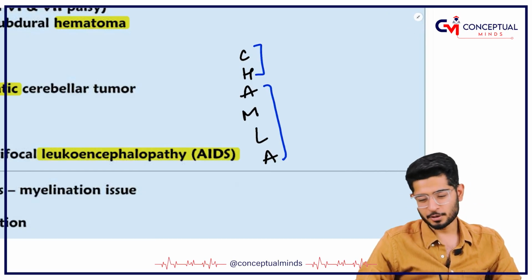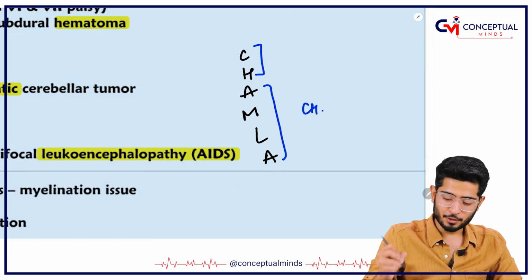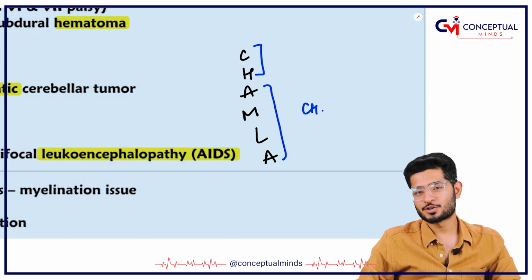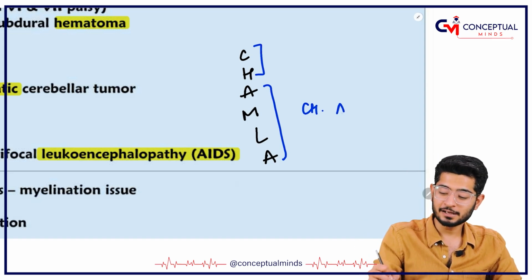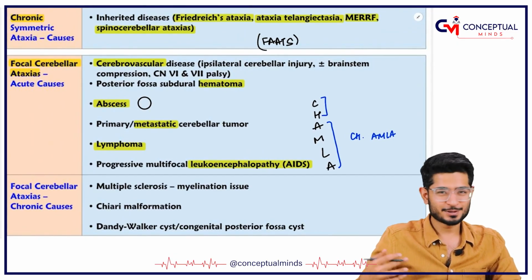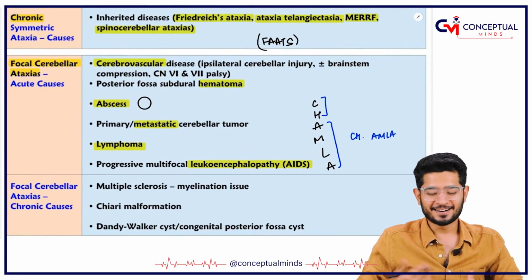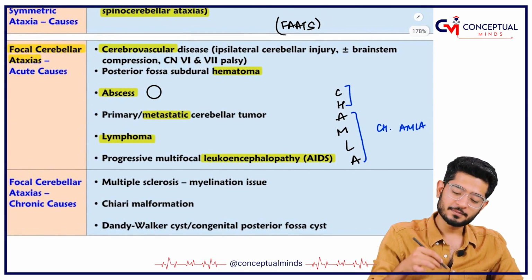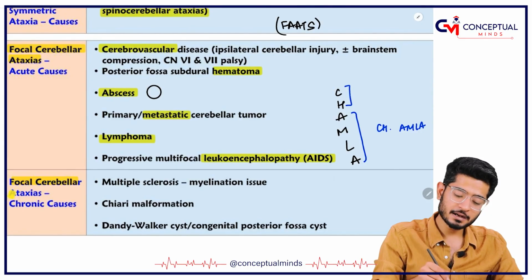This is my mnemonic. Actually, I belong to Haryana, a part of India, and we are fond of using the word Chaudharies. So CH stands for that, and Amla is something which you can remember. I'm not sure if this mnemonic is good or bad, but this is the mnemonic which you can actually use.